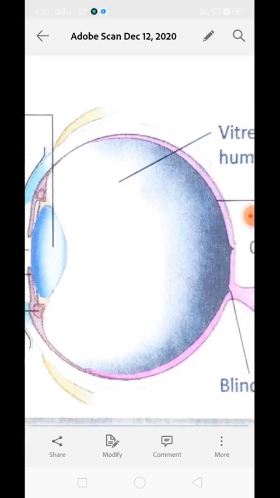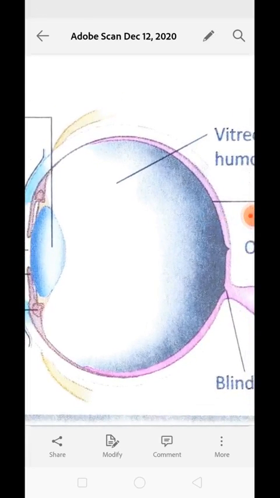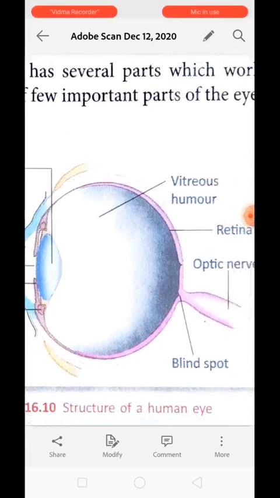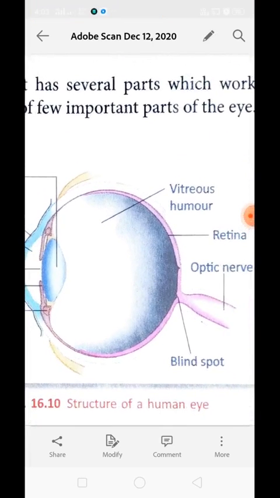This pink colored structure which is represented in the eyeball inner structure is the retina, which has different types of photoreceptor cells like rod cells and cone cells. Okay, understood?